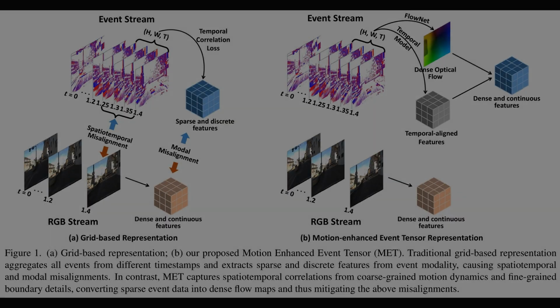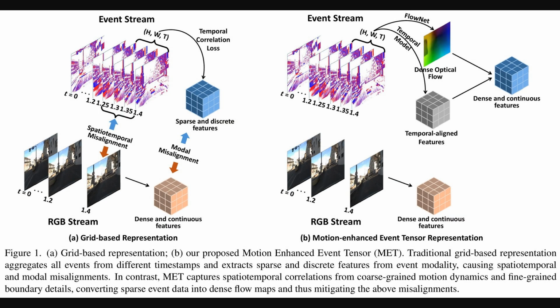aligned. Okay, so this first visual really illustrates the core problem and their solution. On the left, we see the traditional grid-based approach. You have the event stream, those sparse motion signals, and the regular RGB video stream. Combining them directly can lead to spatio-temporal misalignment, where timing and location do not quite match between sensors, and modal misalignment due to different data types, yielding sparse features. On the right, their proposed Motion-enhanced Event Tensor uses optical flow, an estimation of object movement, to create dense, continuous, and temporally aligned event features, better matching the RGB stream.